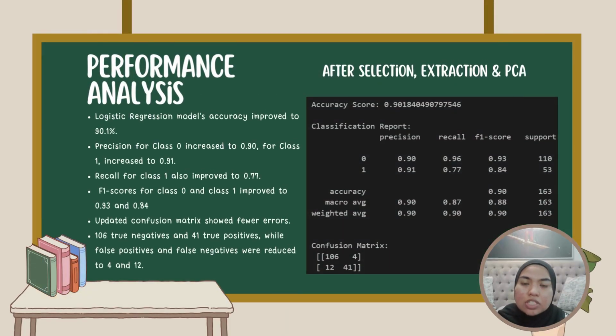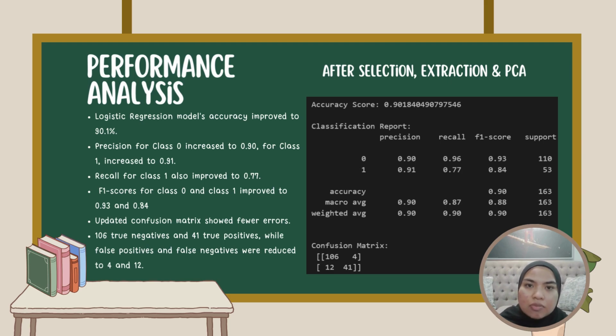After applying feature selection, extraction techniques, and PCA, the logistic regression model's accuracy improved to 90.1%. Precision for class 0 increased to 0.9, and for class 1 it increased to 0.91. Recall for class 1 also improved to 0.77, indicating that the model now correctly identifies more actual positives. The F1 scores for class 0 and class 1 improved to 0.93 and 0.84 respectively.